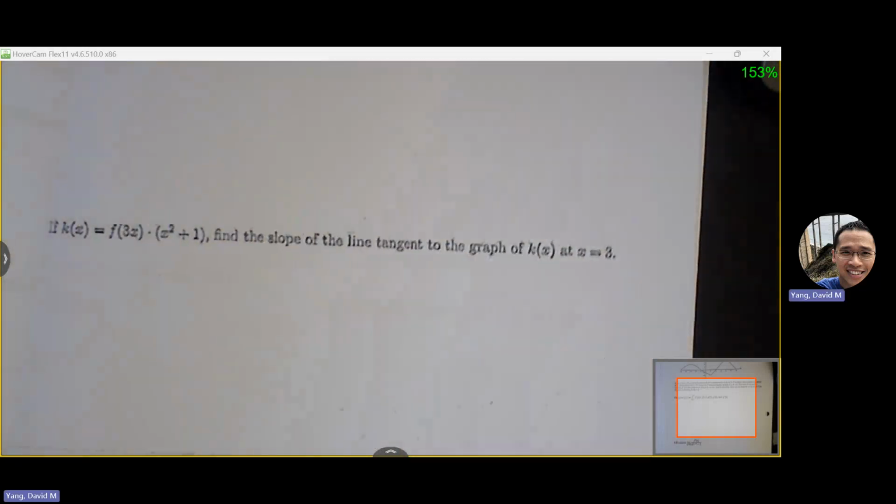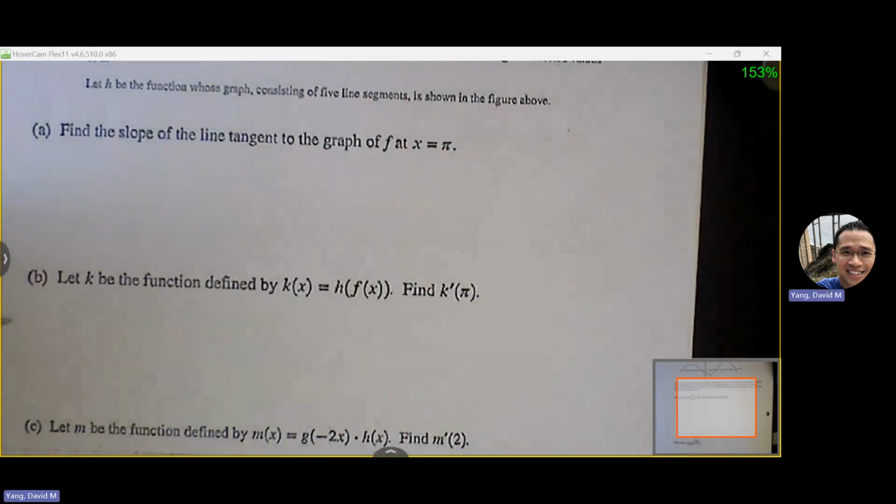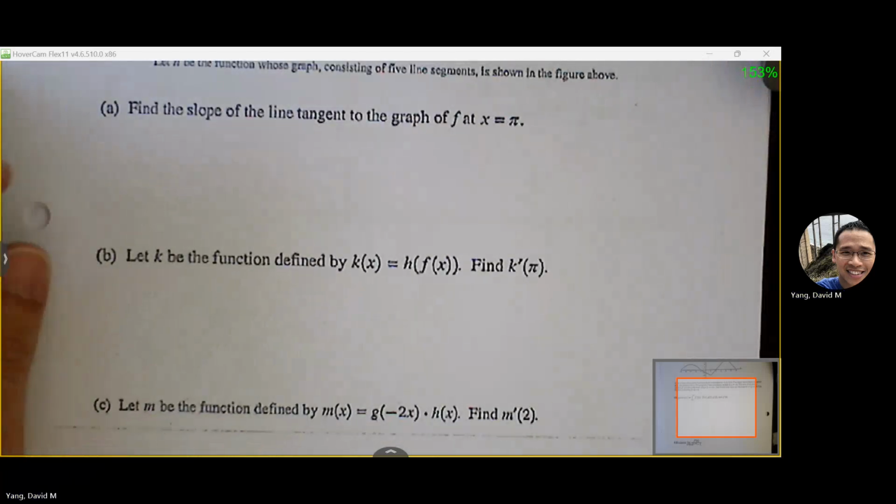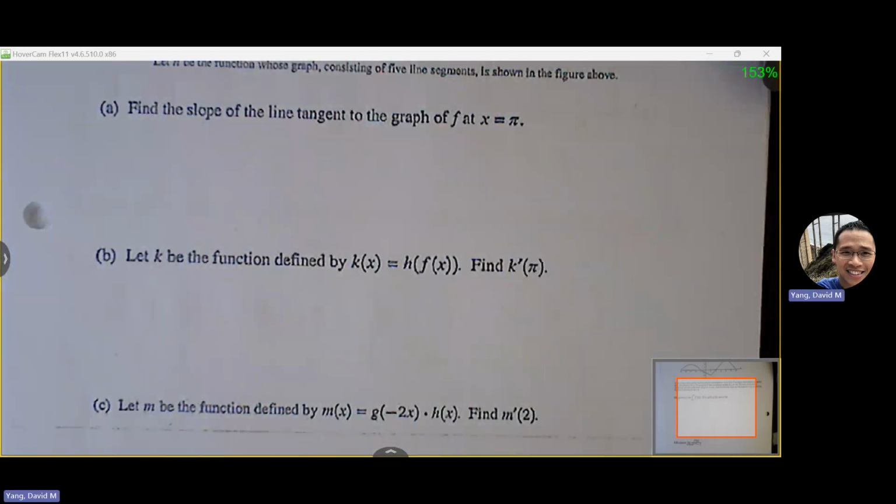Okay, let's move on to page 13. Let's maybe just do A and B together and then we'll be done. Okay, so let's do another 10 minutes and then we can stop. So page 13. You have a couple of pieces of information given to you. You have a table of values, you have a graph, you have a function that's defined.